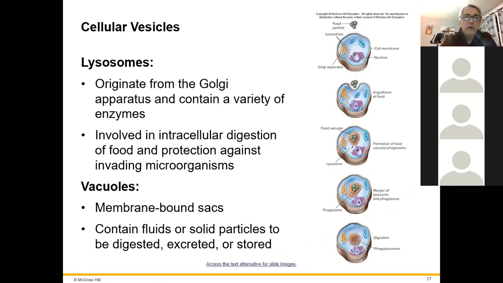So some of these cellular vesicles are lysosomes that originate from the Golgi and contain a variety of enzymes. These will often have enzymes that are involved in intracellular digestion of food or protection against invading microorganisms, which we'll see again when we have our immunology section. Vacuoles are membrane-bound sacs that contain fluids or solid particles to be digested, excreted, or stored.